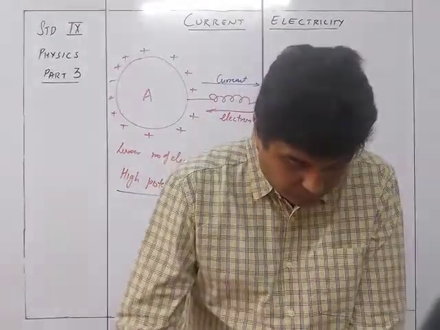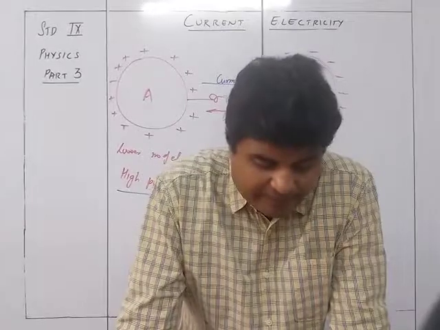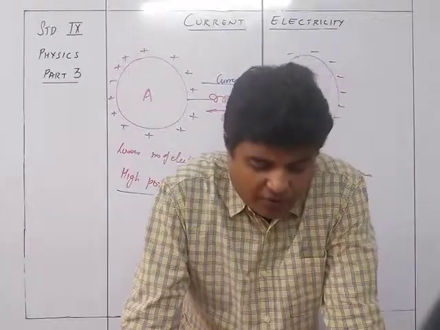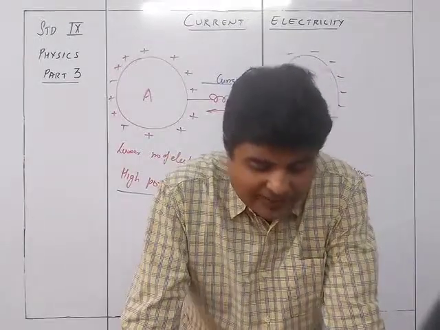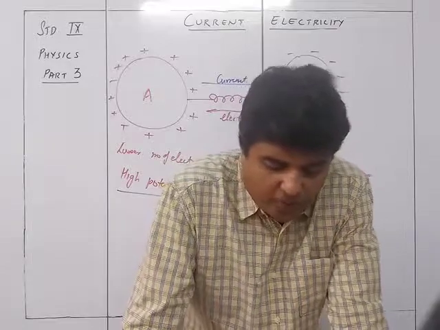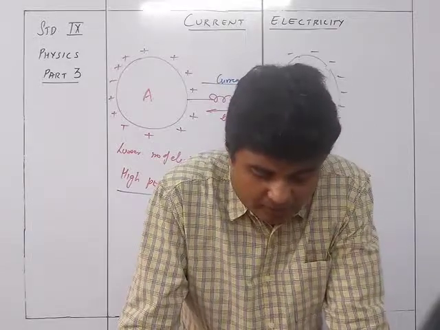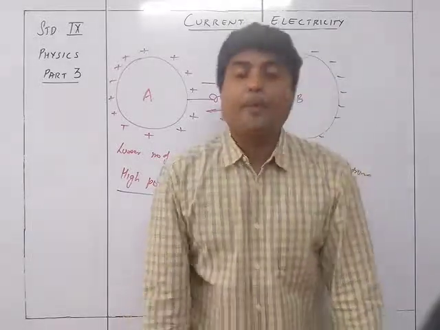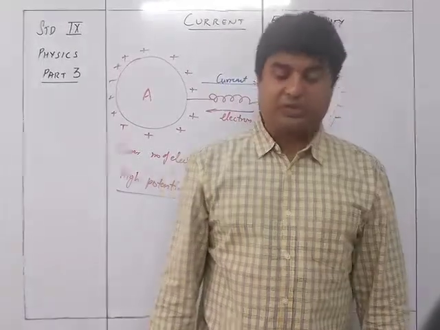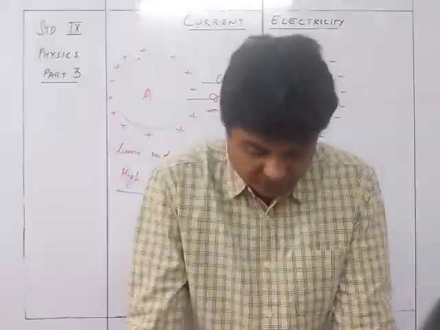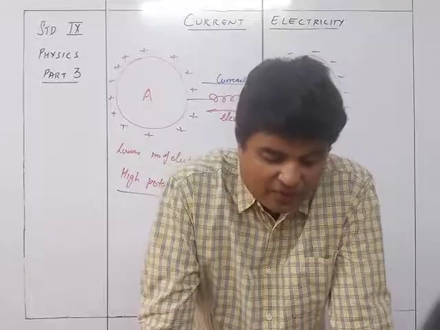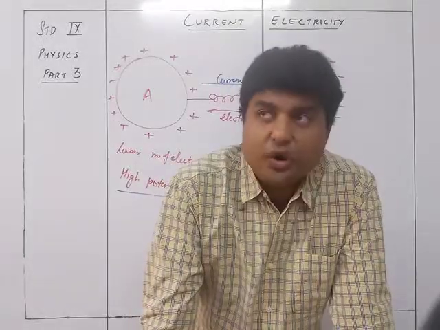So in keeping with the convention of the flow from a higher level to a lower level, the electric current is said to flow from a body at higher potential to a body at lower potential, that is in the direction opposite to the direction of the flow of electrons. Thus, the direction of flow of conventional current is opposite to the direction of the flow of electrons.